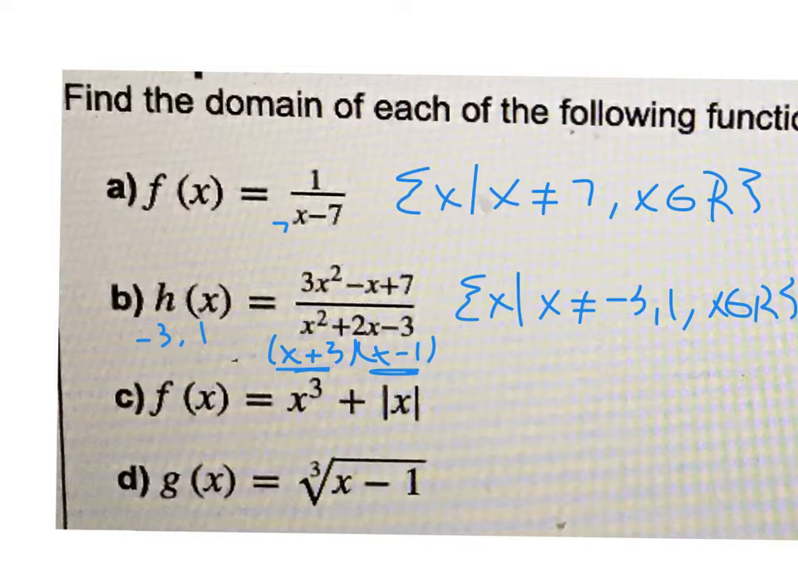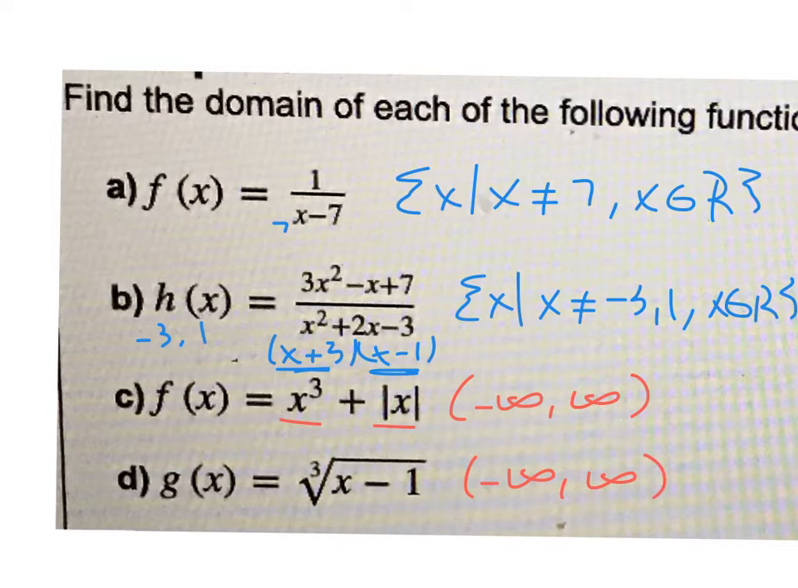On this third one, there's no restrictions here. You can put anything in for x cubed. You can put any number in absolute value. So we're going to say our domain is -infinity to +infinity, which means you can put anything in there because there's no restrictions. Part D, cube root. Cube roots can be positive, they can be 0, they can be negative, which means on that one you can put in anything also. You can put anything in for x you want to, and it will be okay.